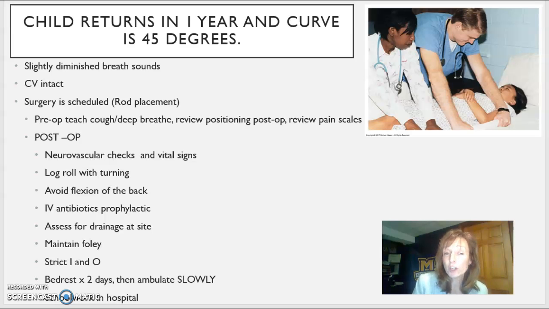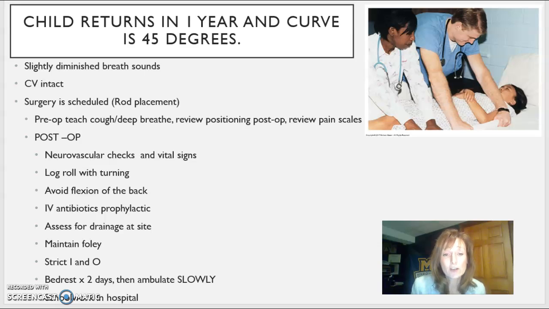So this child returns in 1 year, and now the curve has progressed. The curve is 45 degrees. The child admits to not wearing the brace as instructed. He found it very difficult, was embarrassed. So the curve has progressed. Listening to the patient's lungs, her lung sounds are slightly diminished. So we are now concerned that there is respiratory compromise because of this curve. Her cardiovascular status is intact.